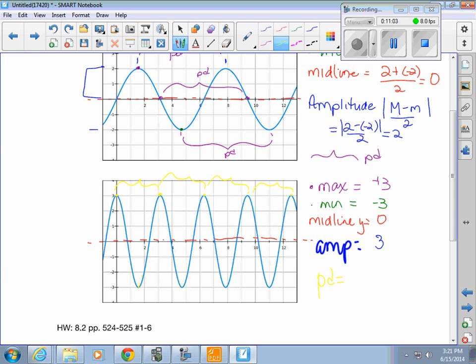If you went from low point to low point, it'd be going from here to here, there to there, and there to there. Okay, so those are just some basics of the values that we look at in sinusoidal functions.